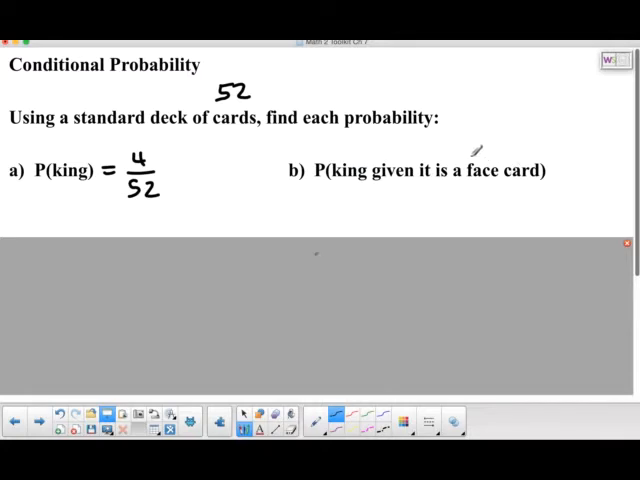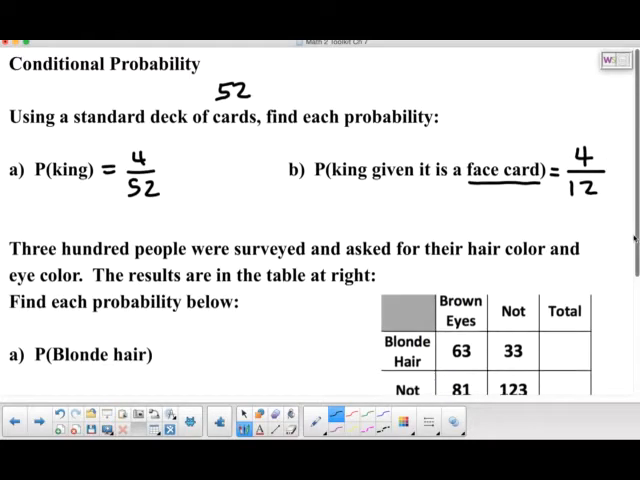So what this does is it narrows it down to only the face cards. And face cards, as we know, are either jacks, queens, or kings, and there's 4 of each. So that narrows it down to 12 possible cards that you could be choosing from. And of those face cards, how many are kings? Well, 4 of them are. So by using the idea of conditional probability, we impose this condition, and we say it's given whatever that condition is. So now all of a sudden that probability changes from being 4 out of 52 down to being 4 out of 12.